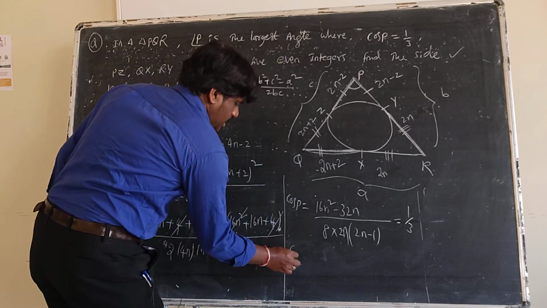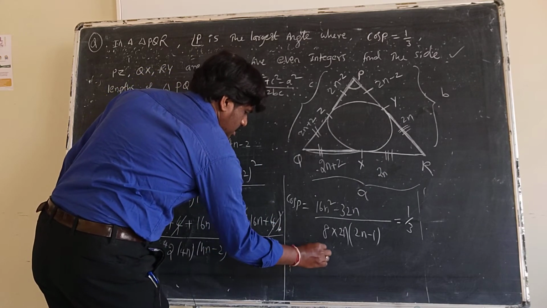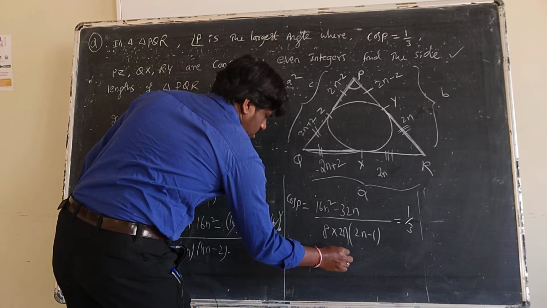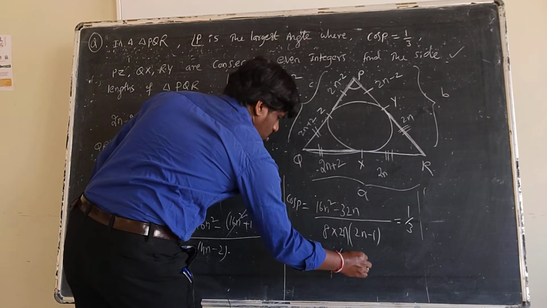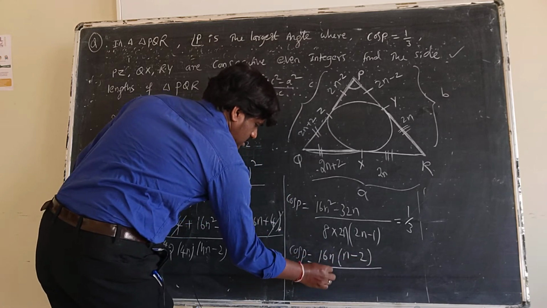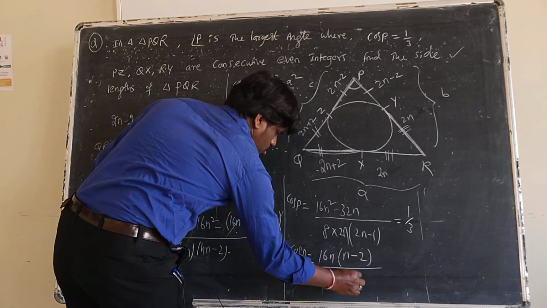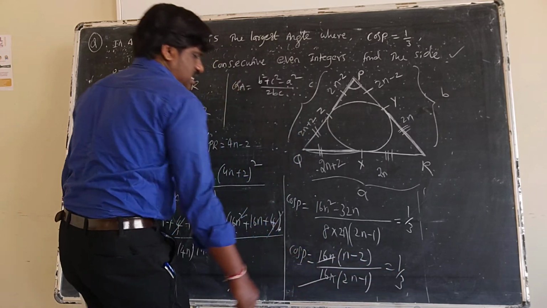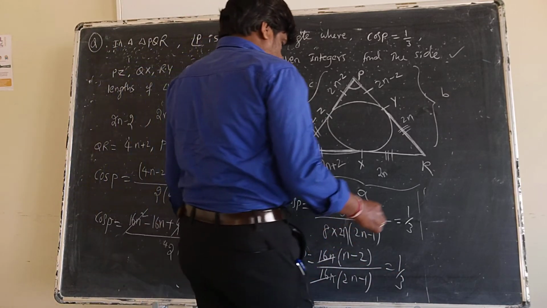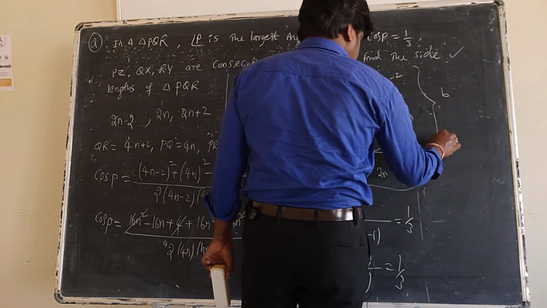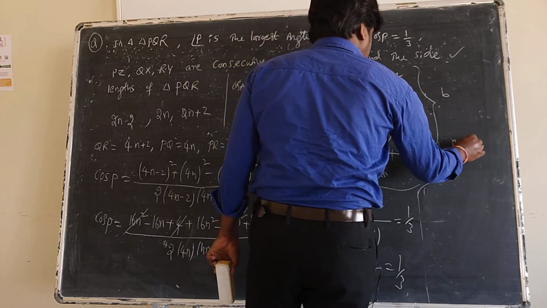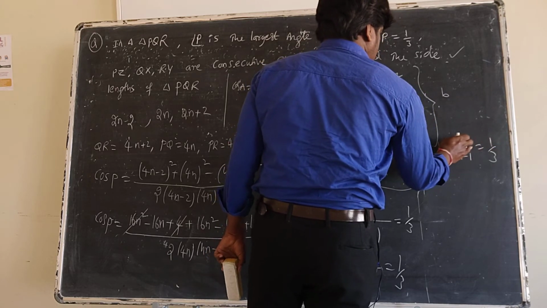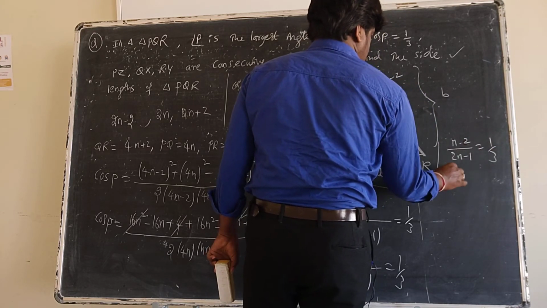Because when I take 16n common, I get (n minus 2) divided by 16n into (2n minus 1) is equal to 1 by 3. 16 and 16n cancel out. So what is left is (n minus 2) upon (2n minus 1) is equal to 1 upon 3. Do the cross multiplication.